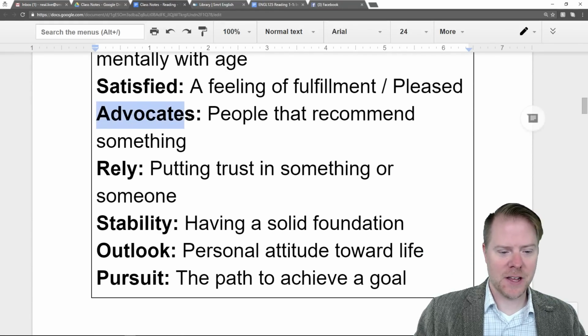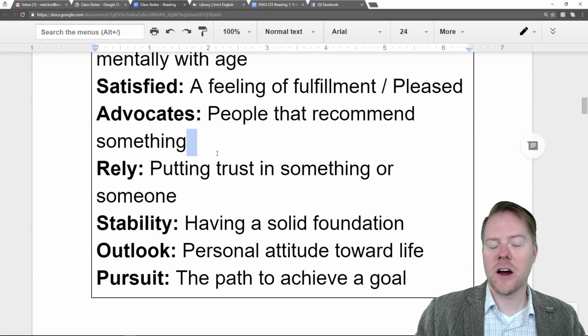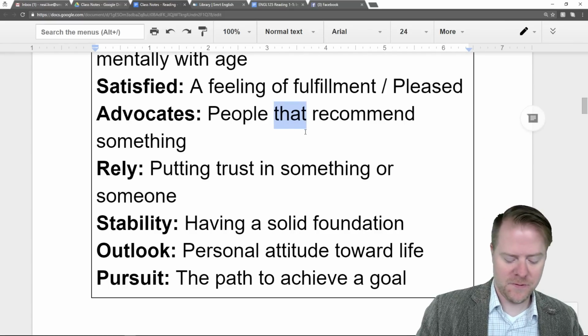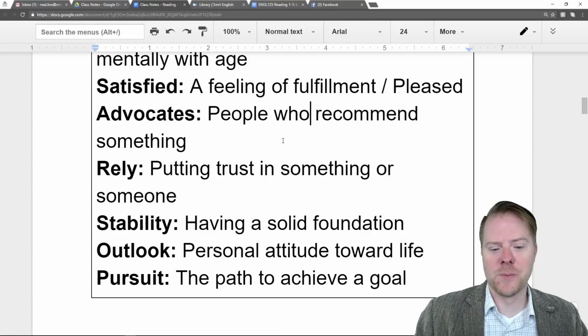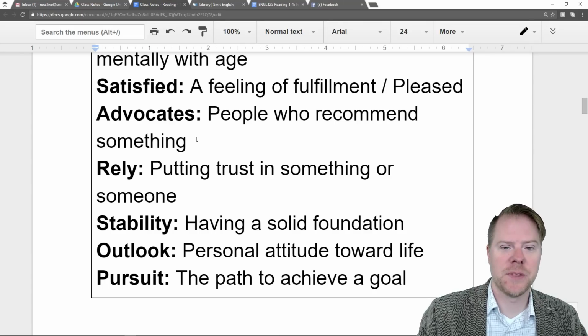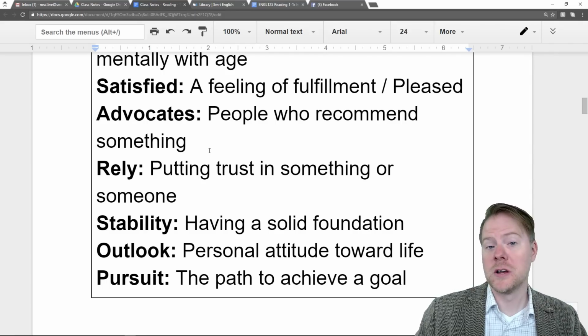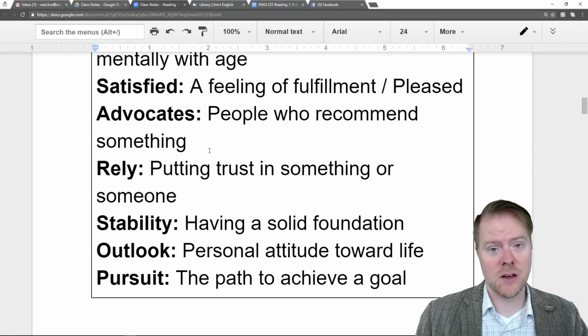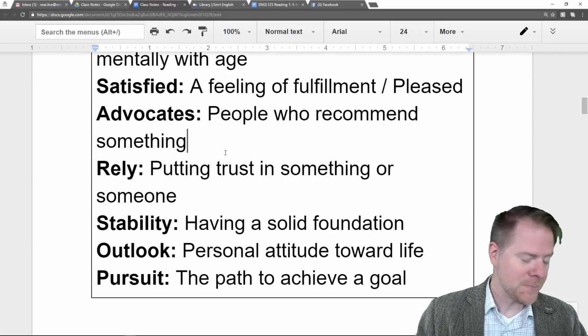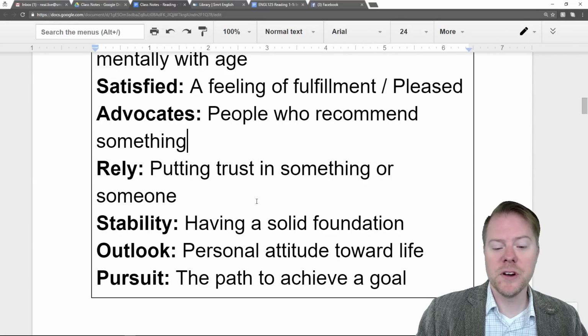Next word, advocates. Advocates are simply people that, I shouldn't say people, that's very informal. People who recommend something. An advocate is someone who recommends something, who speaks favorably about something. Rely, putting trust in something or someone. I can rely on my parents. They often help me.